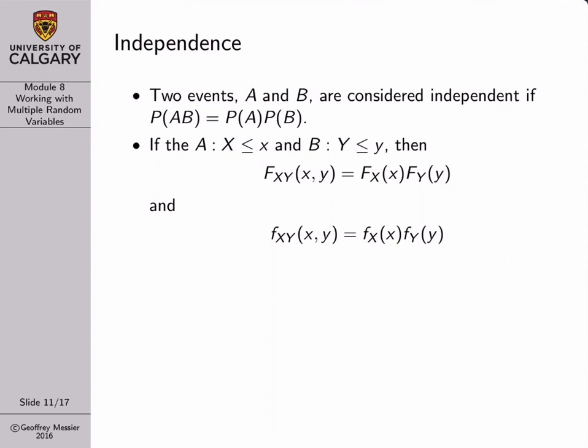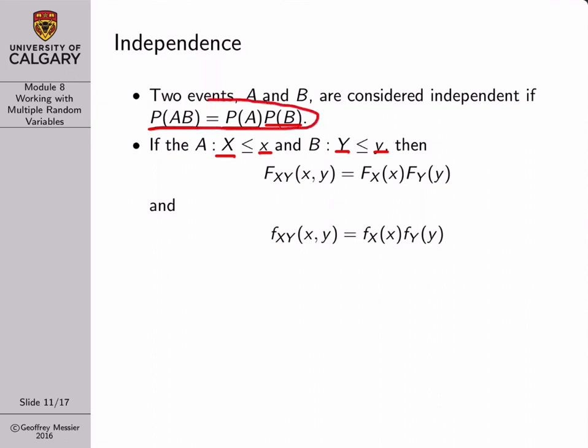So let's start with the idea of independence. If we go right back to our basic probability, we know that two random events A and B are considered independent if the probability of A and B occurring, the probability of their intersection, is just equal to the probability of A times the probability of B. So let's define our random event A as the random variable x being less than or equal to some lowercase x, and the event B is the random variable y being less than or equal to some lowercase y.